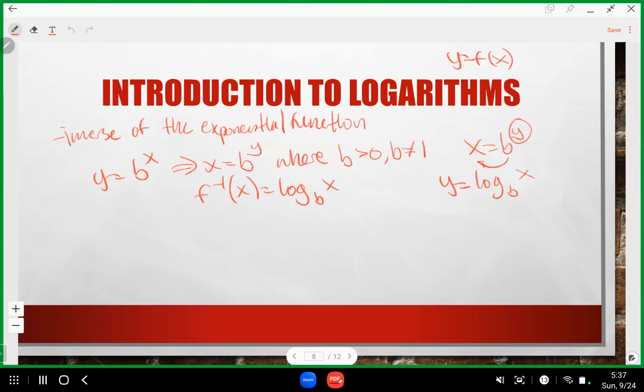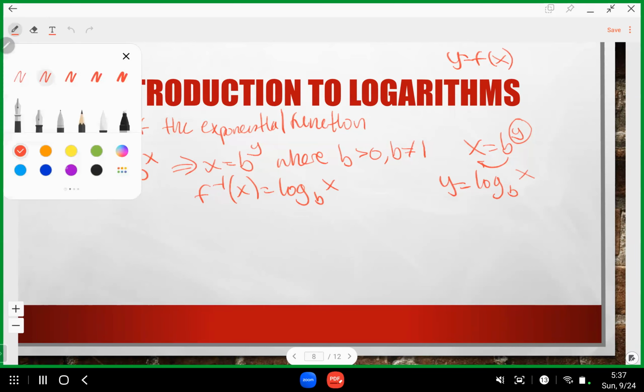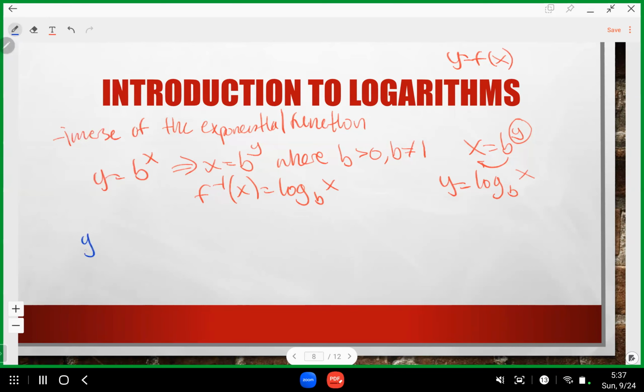So that should be pretty easy to do. So now let's look at one of the graphs of a log function. Let's say that you have an exponential graph right here. So y is equal to 2 to the x power, and y is equal to log base 2 of x. So these are inverses, right? These are inverses.